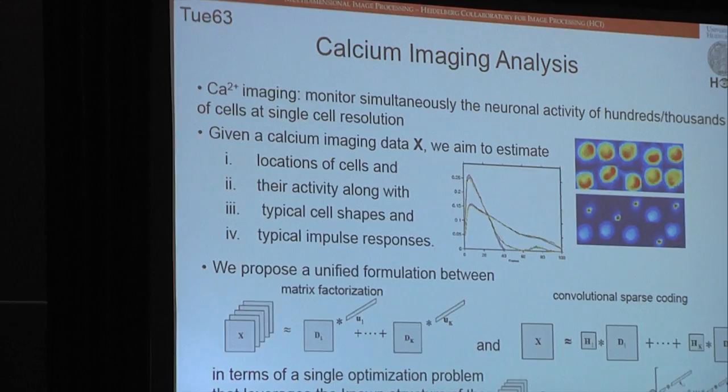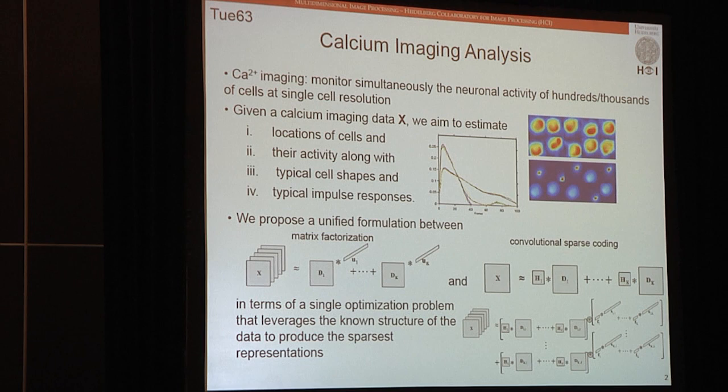Tonight, I would like to present a framework that will help experimentalists conduct automatic analysis of calcium imaging. But the main question is, what is calcium imaging? Calcium imaging is an imaging technique that allows them to record the functional activity of the brain at multiple areas, and that means they can monitor a large population of neural activity, hundreds of thousands of neural cells, at single cell resolution.